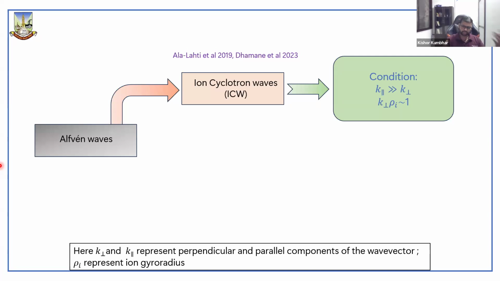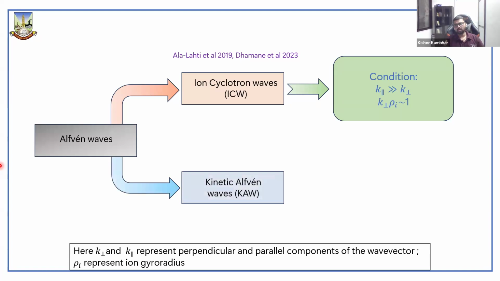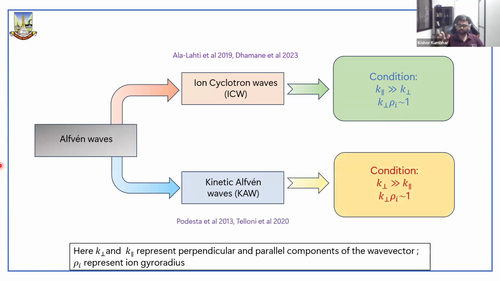And there is another branch of the kinetic waves of the Alfvén, which are the kinetic Alfvén waves, which are right-handedly circularly polarized waves, which move in a direction perpendicular to the magnetic field. They are usually formed whenever k perpendicular is far greater than k parallel at gyrokinetic conditions. And usually it is observed that the KAWs are far more compressive than the AIC waves. They also support processes such as stochastic heating, which is applicable only to large amplitude waves.